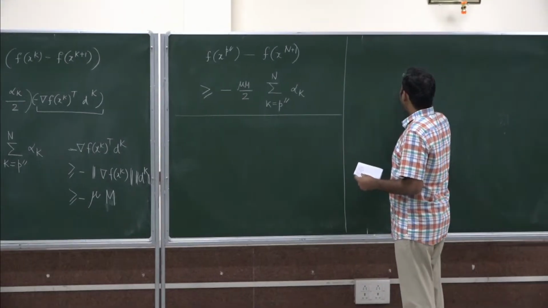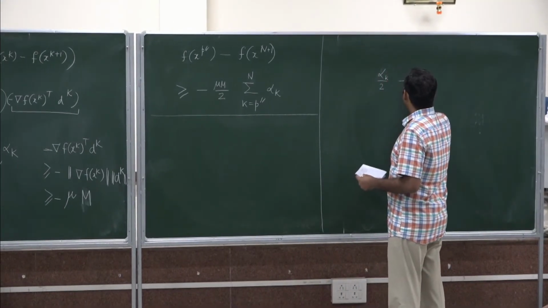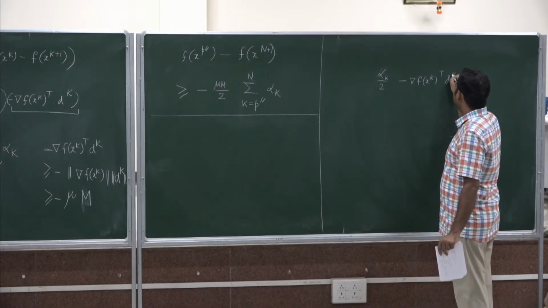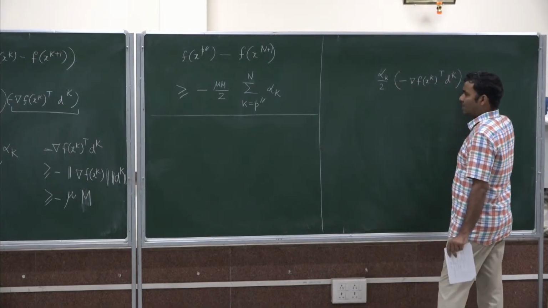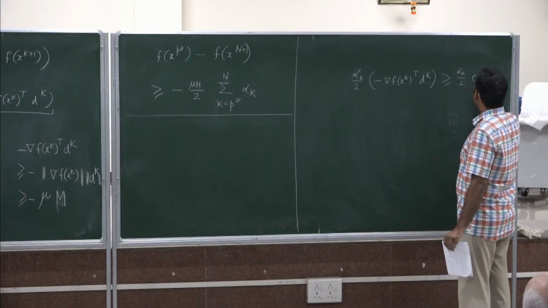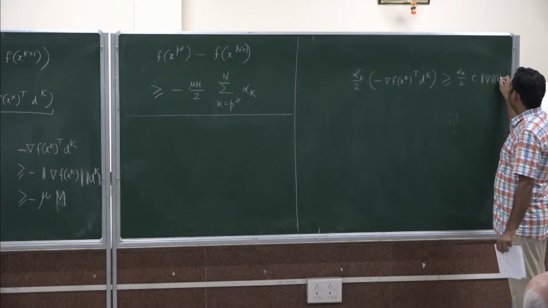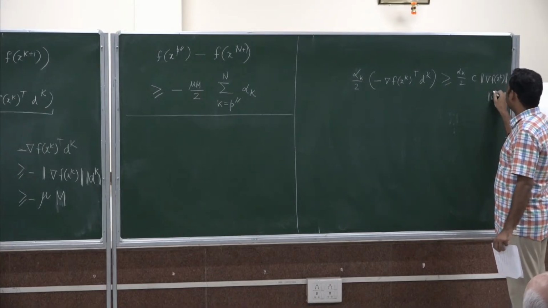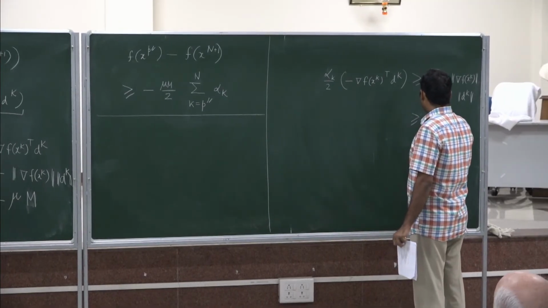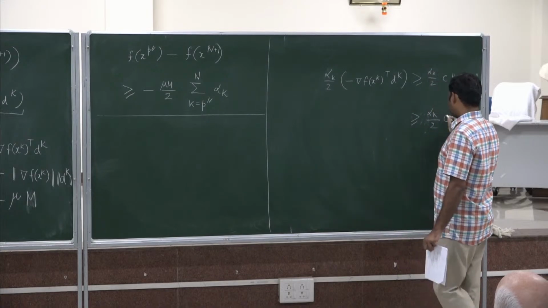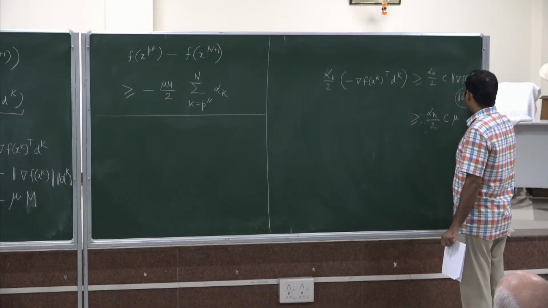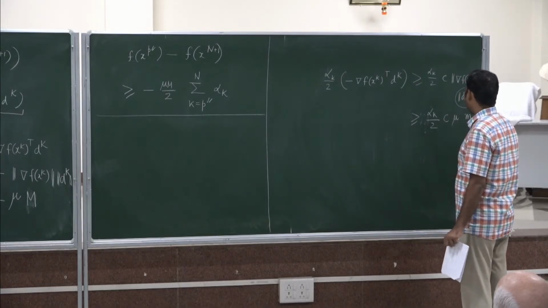this alpha k by 2 times negative gradient f xk transpose dk, this entire part is greater than or equal to alpha k by 2 c times negative gradient f xk norm dk, right? And then this will be greater than or equal to alpha k by 2 c times, this is greater than mu, and then we are requiring this dk also bounded below.